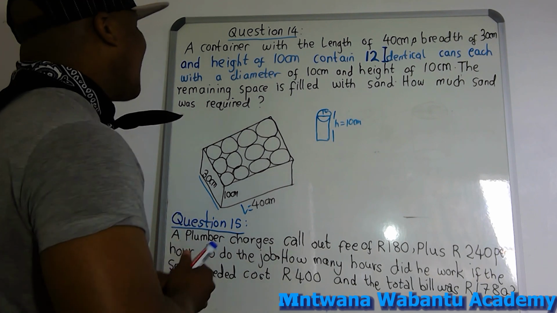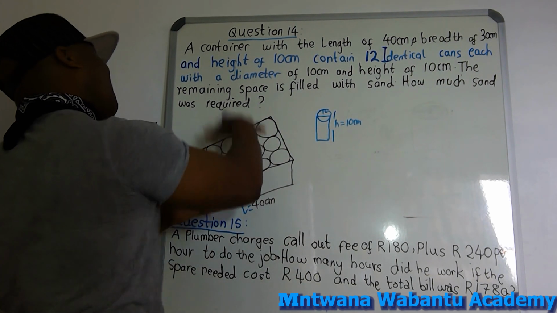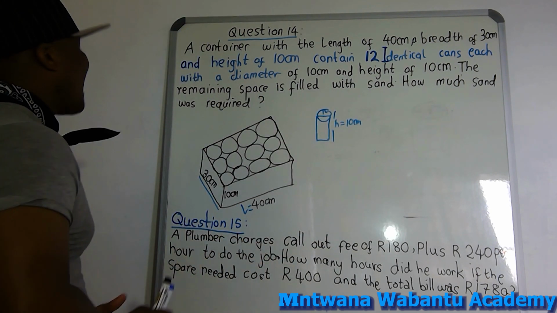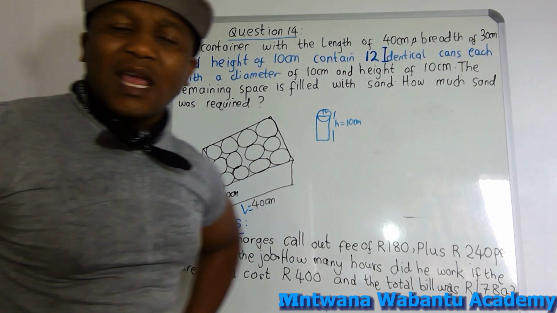Now, what do you want? They say the remaining space is filled with sand. Because when you put this stuff, remember there's going to be space in between. So they fill it up with sand. They take sand, they put it in. Now, what do they ask? They say how much sand was required. Oh, so we need to get the volume of the sand which was required.